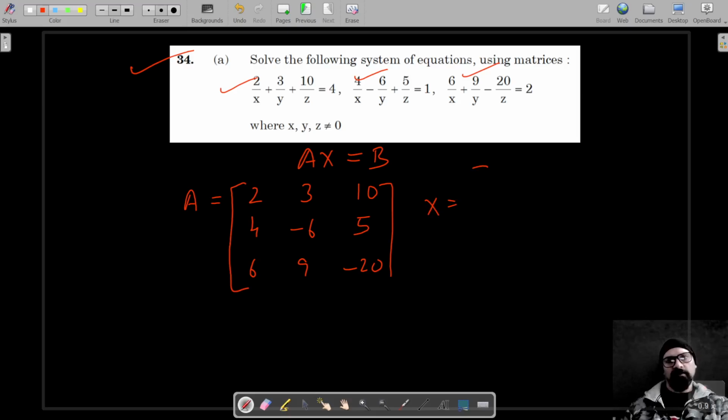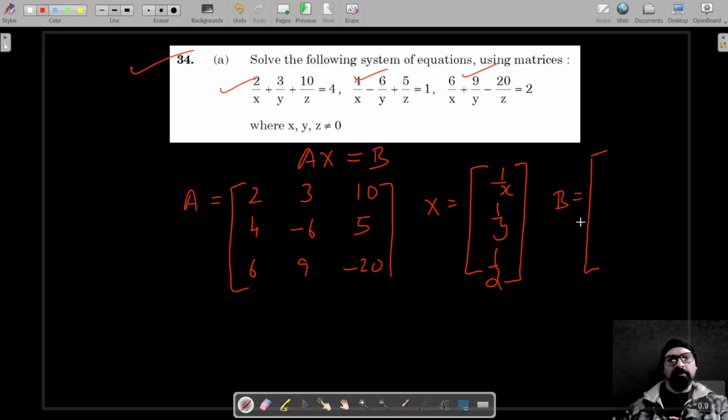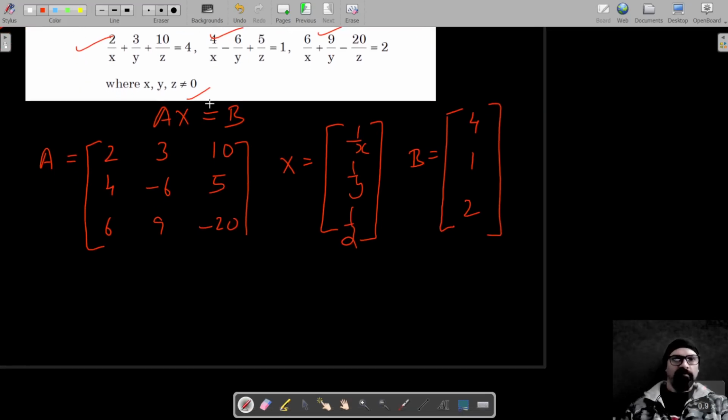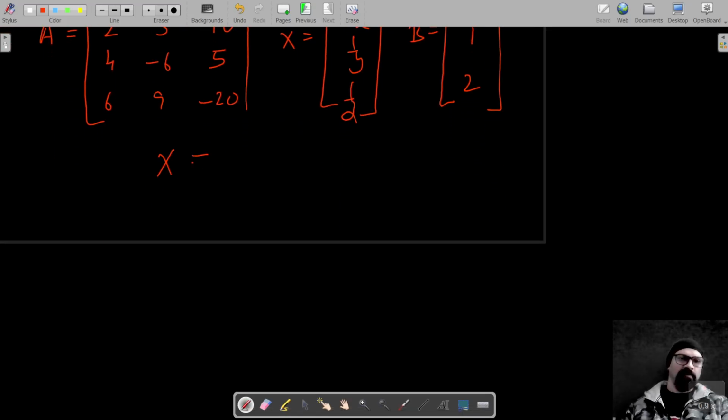And X matrix should have elements. It's not X, it's 1 by X, 1 by Y, and 1 by Z. And the B has the elements, so we should have the constants 4, 1, and 2. And if we have to find X, then X should be A inverse of B. So that is a product of A inverse and B.